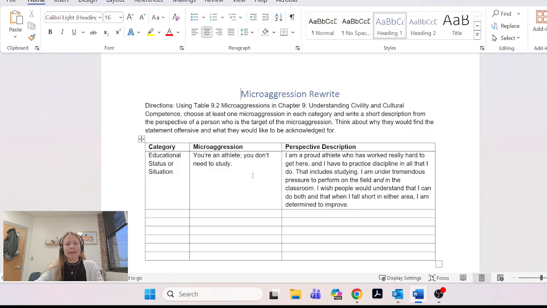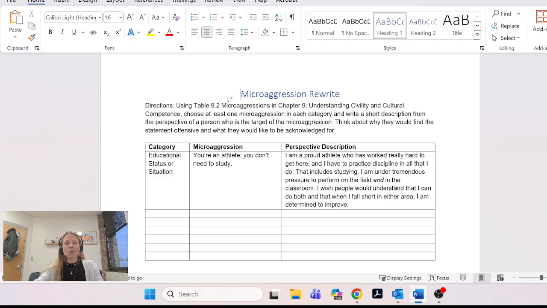you were an athlete, if someone said to you, "You're an athlete, you don't need to study," you might be offended. But instead of saying something ugly back to the person, think about what you would like to be acknowledged for, explaining your situations where you could break that stereotype or make them see your perspective, and what some athletes can do, where they work hard studying just like they do out in the field and they perform well on both. So you would write your perspective and describe it to that person. So you would do that for each category.